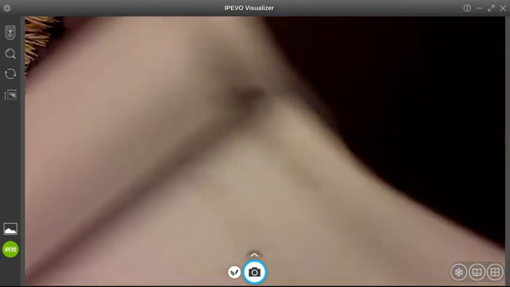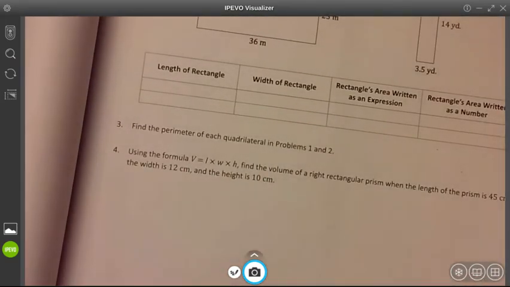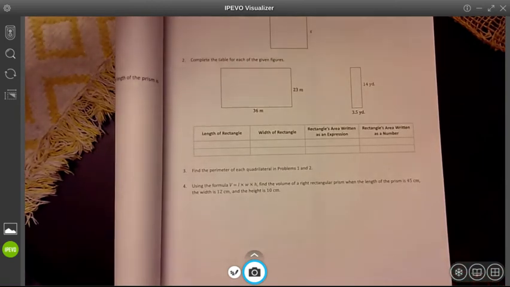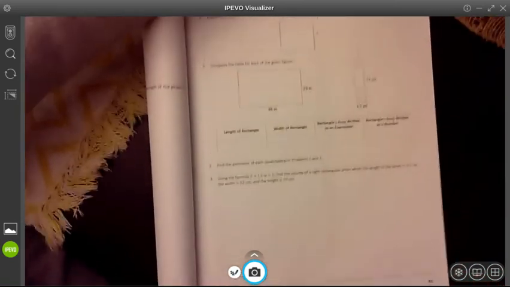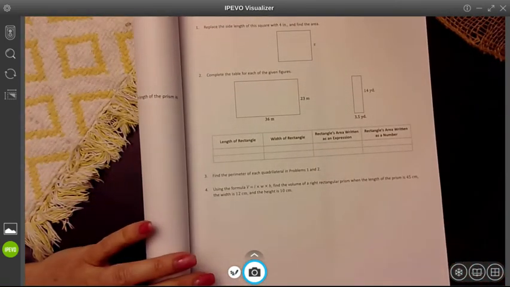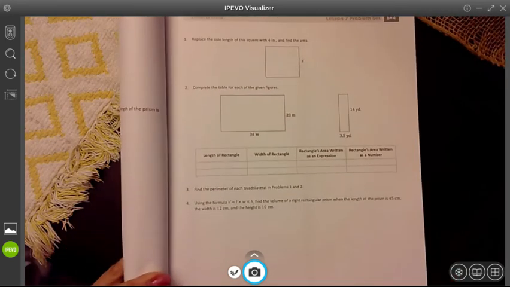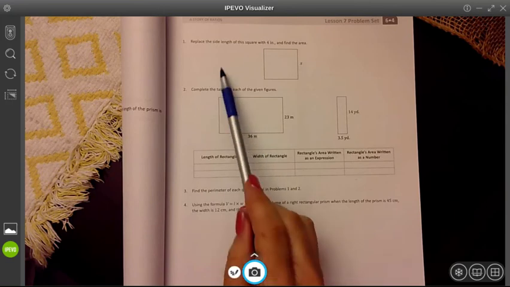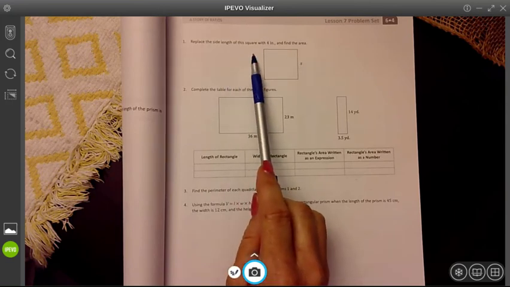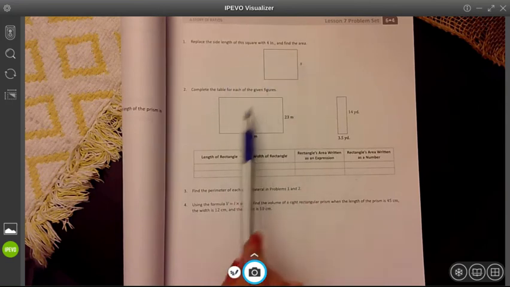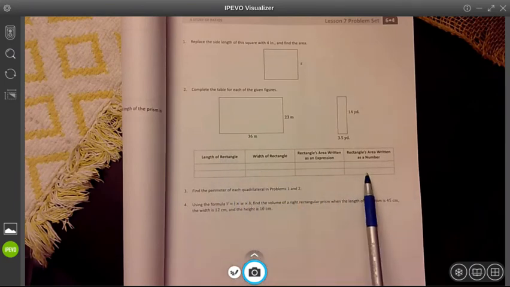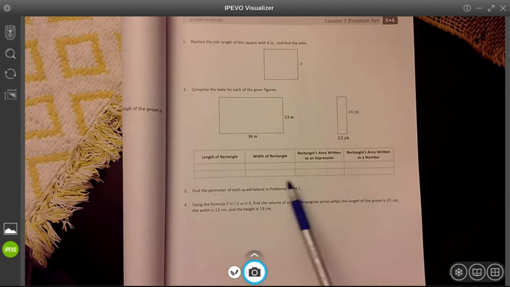Now we're not going to do the other two things, but what you need to turn in now is in Teams. Let me zoom out a little bit more. On page 81, you have the problem set. You have to replace the side length here with a 4, so S will equal 4. Then you have to complete the table just like we did on the other page, and then find the perimeter.